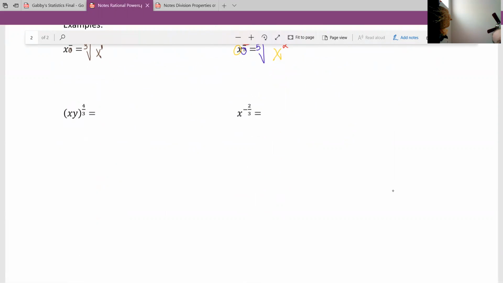What if there's an x and a y? That's okay. I'm going to do the same thing. I draw my radical. The bottom number sits right in that little bend of the radical. So I have the cube root, or the 3rd root. My base goes inside, and it's all going to be raised to the top number. And then if I wanted to, I could distribute the 4 to simplify. So I have the cube root, x to the 4th, y to the 4th.